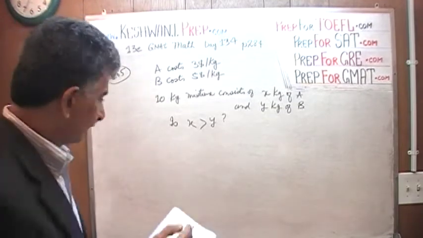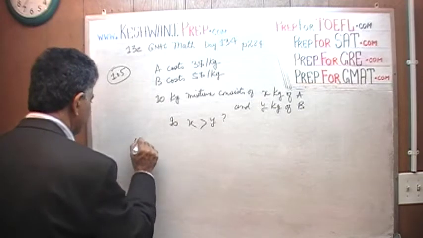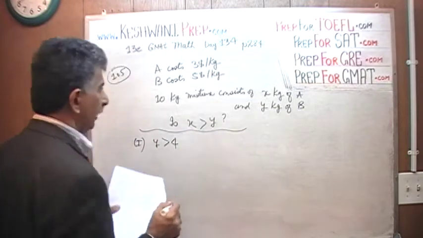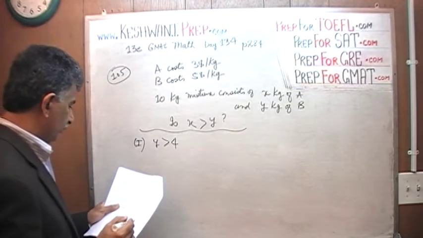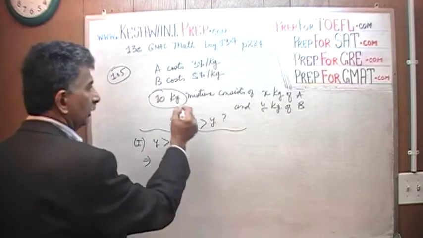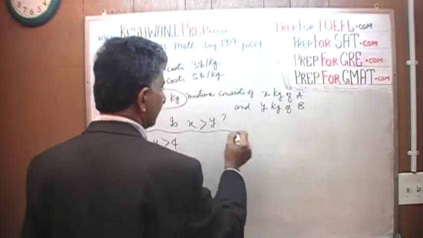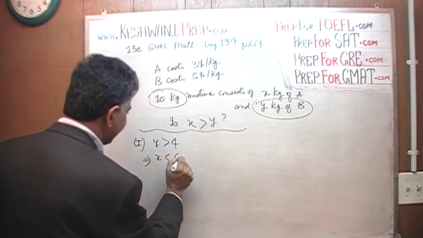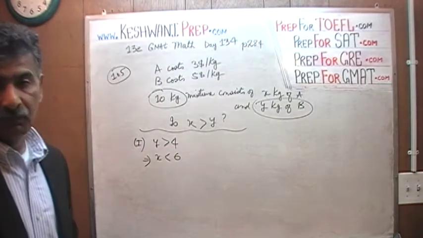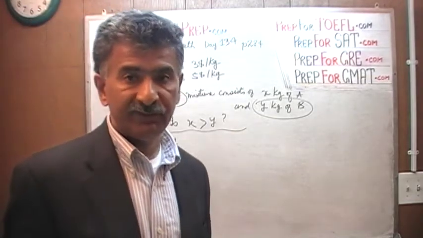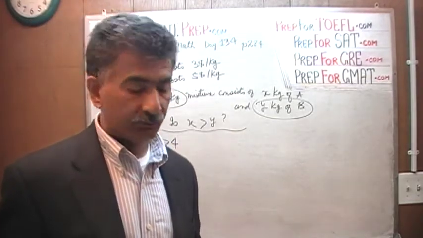Let's see what they tell us in the first statement. In the first statement they tell us that y is more than 4. Now if y is more than 4 kilogram, and since the total is 10 kilo, that would imply that x would have to be less than 6. Obviously, because they have to add up to 10. So if y is more than 4 kilos, x would have to be less than 6 kilos, because altogether they're 10 kilos.